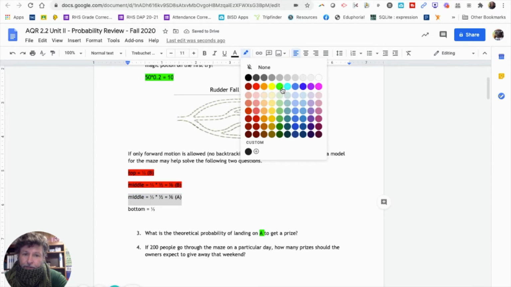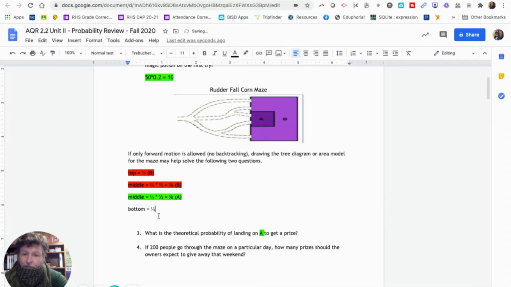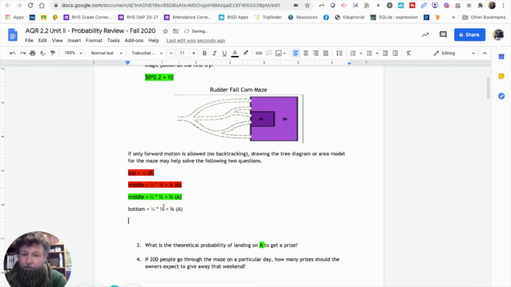Okay? All right. Now, the bottom pathway, there are actually two pathways that come off this bottom pathway, 1 and 2. So going to A, there's one of them, and the other one is one of them. So bottom has two pathways, 1/3 times 1/2, which equals 1/6. And that's going to A. And there's another bottom, which is 1/3 times 1/2, which also equals 1/6. And that's going to B.